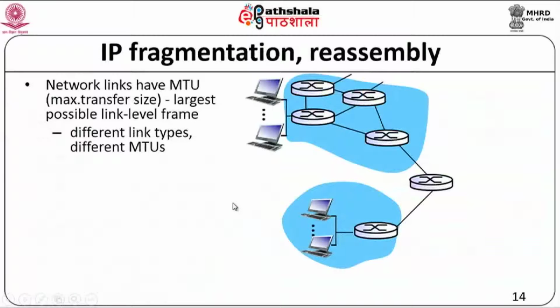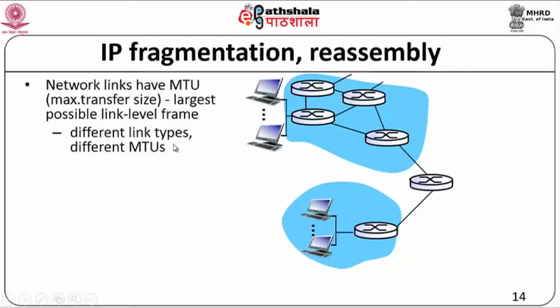Now, coming to this idea of fragmentation and reassembly that we just mentioned. What IP does is that it has to send packets through various links. When a packet is sent from an initial link, there is no information about what exactly is the size of the packets that can be carried by the intermediate links. Let's explain that a little further. Every network link has something called an MTU, the maximum transmission unit, which is the largest possible frame that can be carried on a particular link.